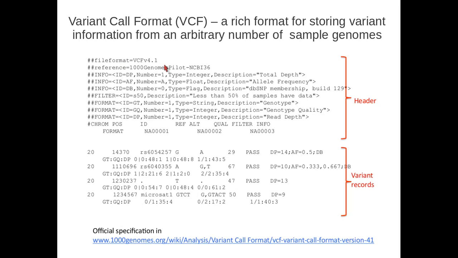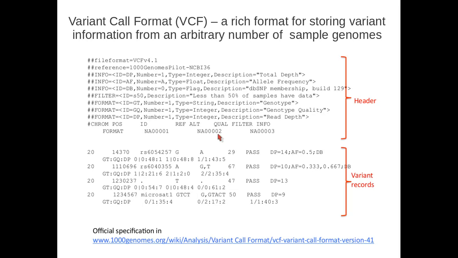This tells the file format version number and the reference genome that was used to align the reads originally. Then there are these INFO lines, which refer to the INFO column. This is wrapped on my slide, which disturbs me a little, but this is one line, take my word for it. INFO, then FORMAT, then NA00001, NA00002, and NA00003. These are the sample genomes here.